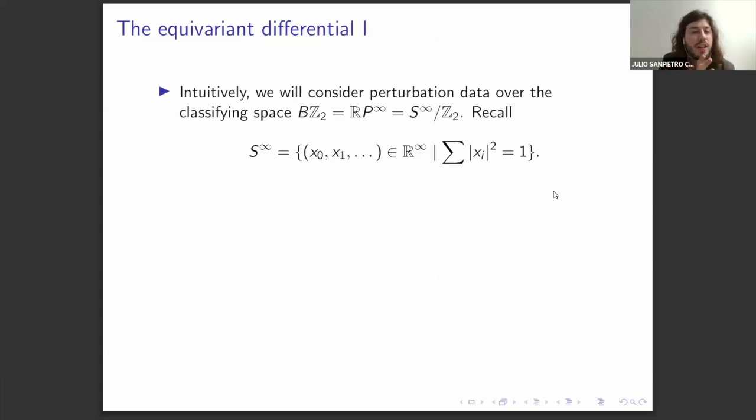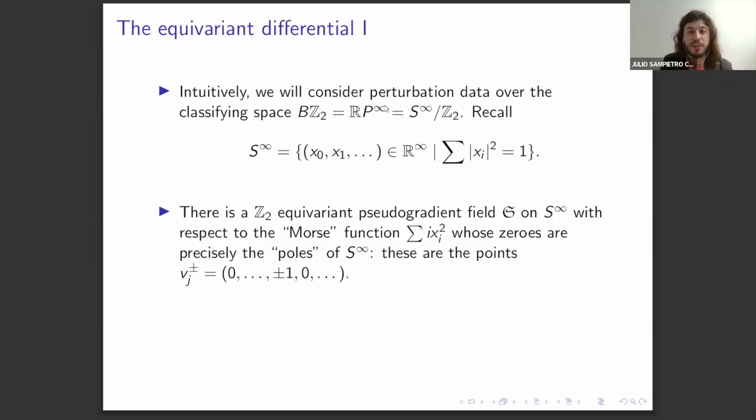Intuitively, we're going to consider perturbation data over the classifying space of Z2. So recall that we have an infinite dimensional smooth manifold S infinity, which is just given by all the infinite tuples of real numbers, such that finitely many are non-zero, such that the norm is equal to 1. And the classifying space is just the quotient of S infinity by the antipodal action. So if I multiply everything by -1, I remain in S infinity. And this is RP infinity.